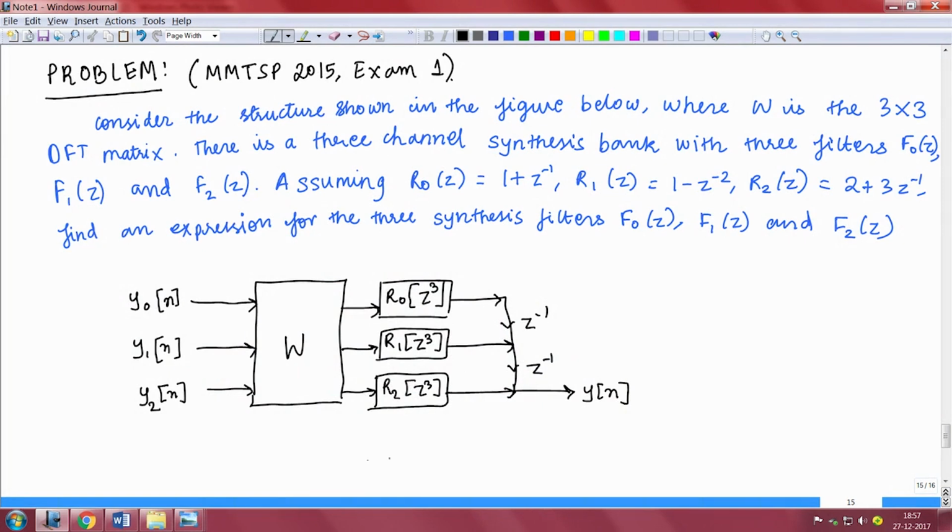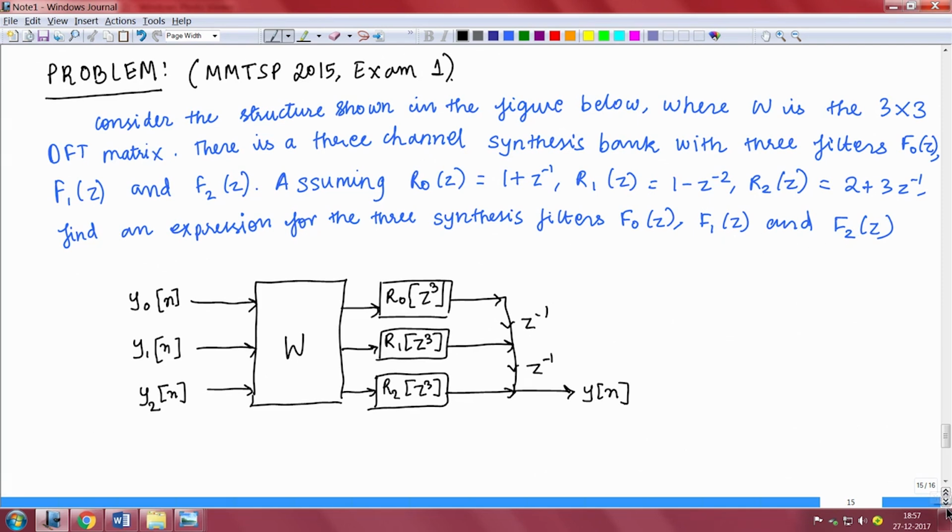There is an equivalent structure of it given using a DFT matrix, R0 of Z cube, R1 of Z cube and R2 of Z cube. In the question, R0 of Z is given as 1 plus Z inverse, R1 of Z is given as 1 minus Z power minus 2, R2 of Z is 2 plus Z inverse, and what we need to do is find the expressions for the 3 synthesis filters, which are F0 of Z, F1 of Z and F2 of Z.